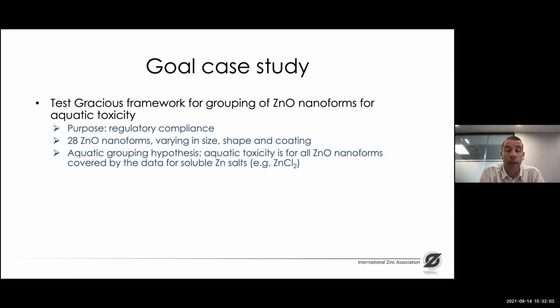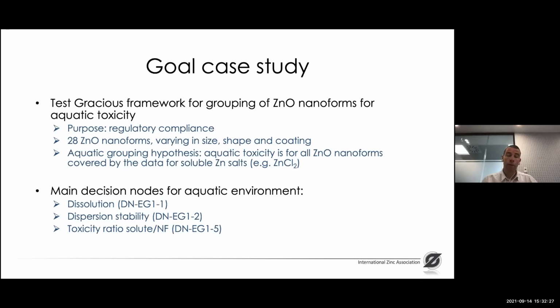In total, we had these 28 zinc oxide nanoforms, varying in size, shape, and also coating. The main focus was this aquatic grouping hypothesis: to see if the aquatic toxicity for all nanoforms could be covered by data for soluble zinc salts as a realistic worst case. We did not follow a specific IATA. In fact, we took the most important decision notes for these IATAs for aquatic environments. These are the ones for dissolution, dispersion stability, and the toxicity ratio of the solute versus the nanoform. And then in the end, we will see where we end up, in which hypothesis we would fit.